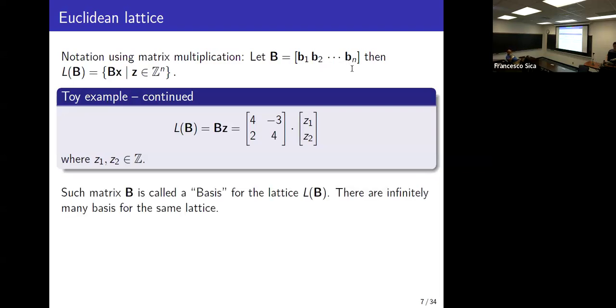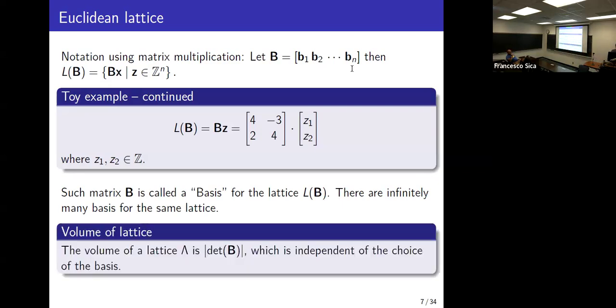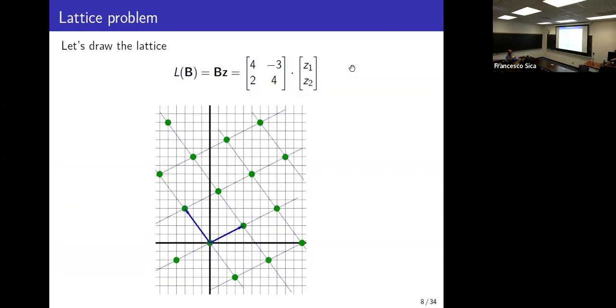We usually call these the basis of such a lattice, which has almost the same meaning as a basis for a linear space. Of course, there are infinitely many bases for the same lattice, and you can use the so-called unimodular transform to get another one. The volume of the lattice is exactly the same as in linear algebra, which is the determinant of B. And this is independent of the choice of basis for the lattice. Just some basic stuff.